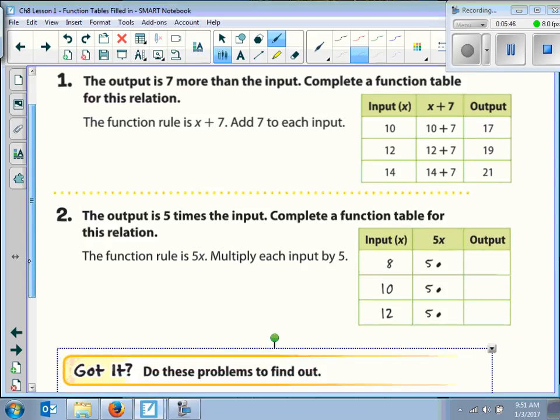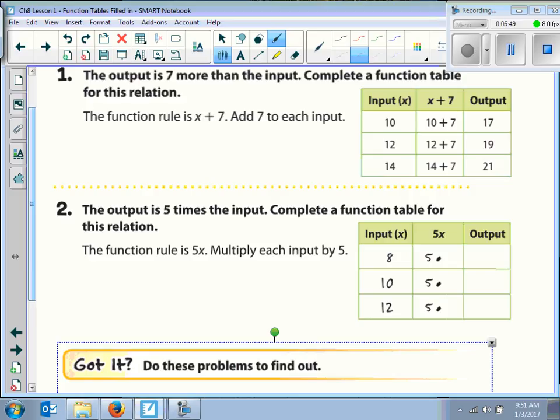So for the second example, it says the output is 5 times the input. Complete a function table for this relation. Now here, the function rule is 5 times the input. See, it says right here, 5 times the input. That tells you the function rule. So it's 5 times the x, okay? So here, 5 times input 8 is 5 times 8. 5 times 10. And 12 is 5 times 12.